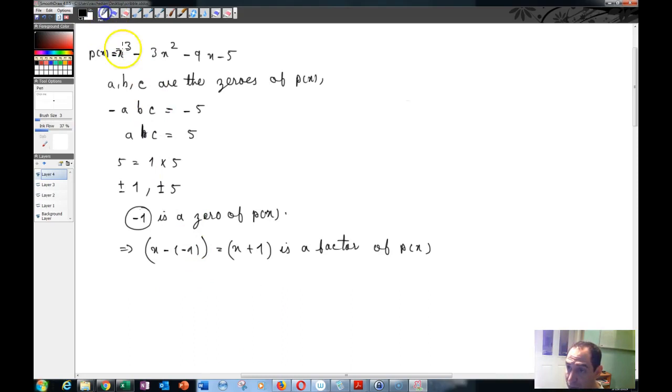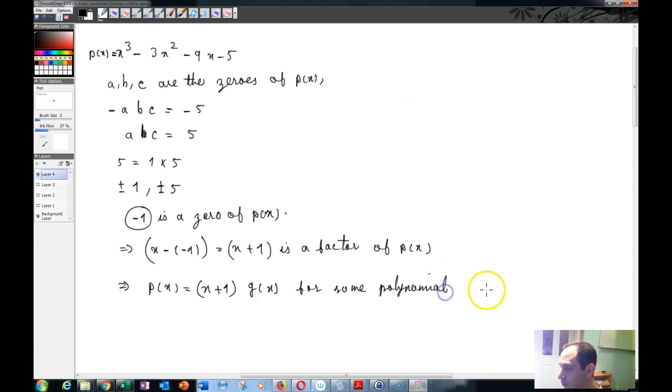So now, since I know that x plus 1 is a factor of P of x, that means that P of x has to be divisible by x plus 1. Therefore, P of x is going to be equal to x plus 1 times some polynomial, for example, g of x.